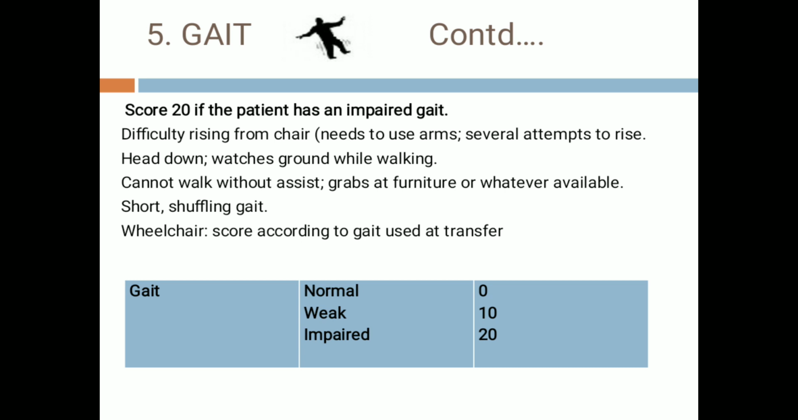Score 20 if the patient has an impaired gait, difficulty rising from chair, needs to use arms and several attempts to rise, head down, watches ground while walking, cannot walk without assistance, grabs at furniture or whatever is available, short, shuffling gait, wheelchair. Score according to gait used at transfer.